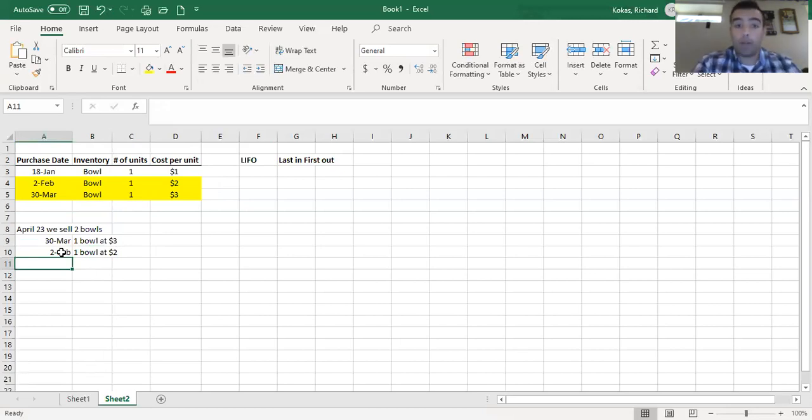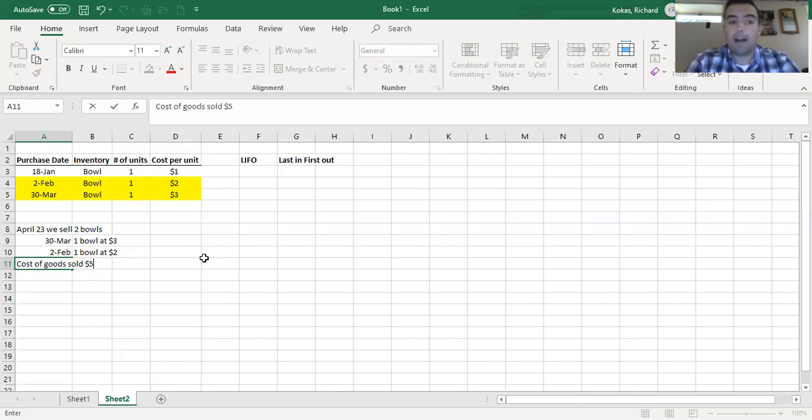So now we're done. We sold two bowls, we eliminated them. Our new cost of goods sold is the cost of the bowl at March 30th at $3, plus the cost of the bowl at February 2nd of $2, and we're going to get $5. So under LIFO, the cost of goods sold is $5.